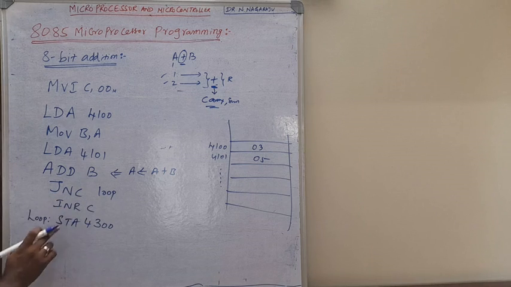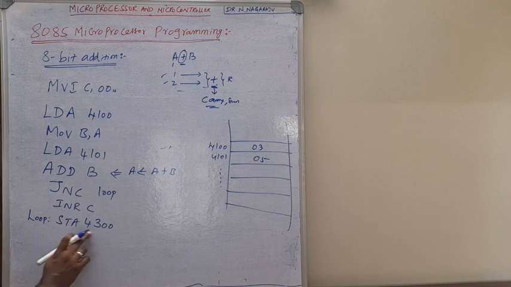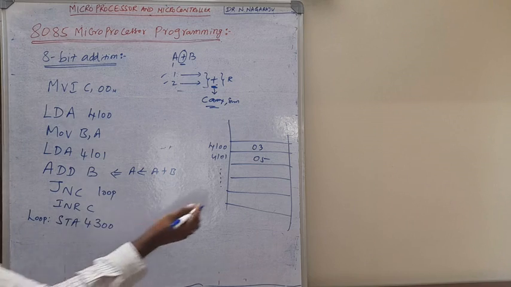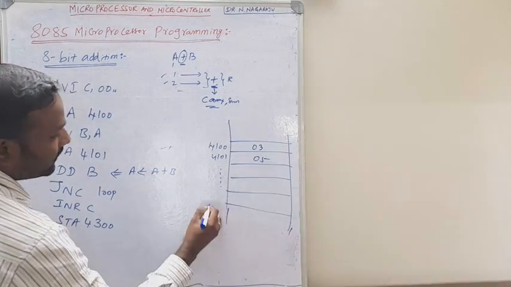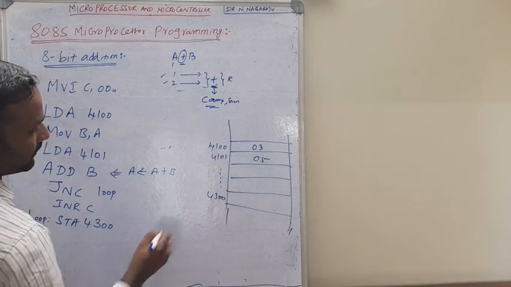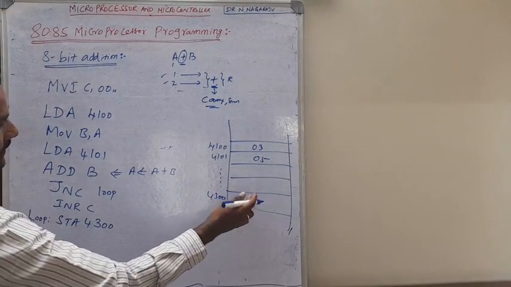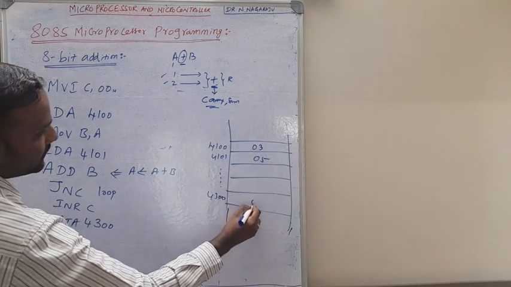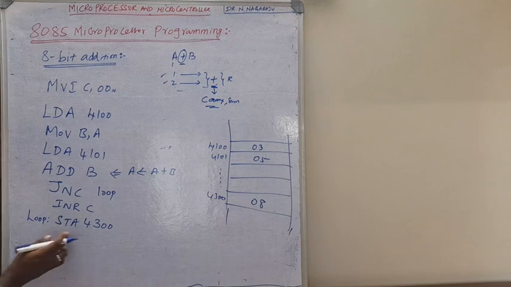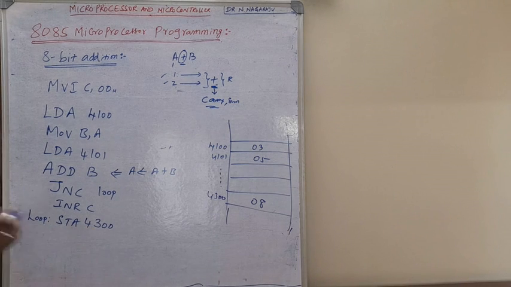So now the resulting data, some result, is available at 43. For example, I am going to assume the memory location 4300 is available. So at this point you have the data 03 plus 05, which is 08. Now the sum result is stored, and I also want to see the carry result, right?